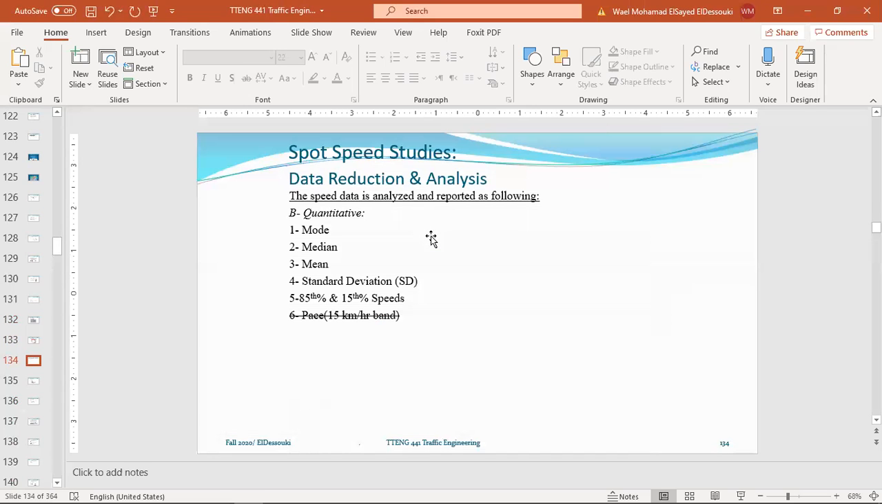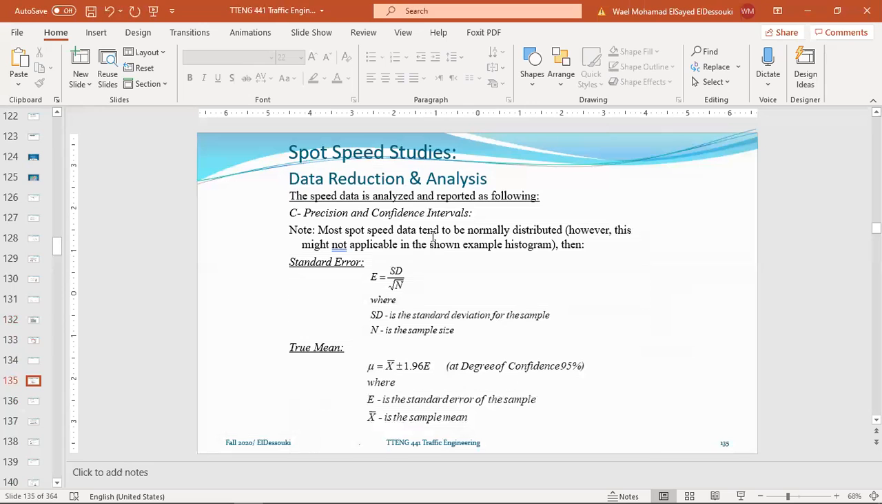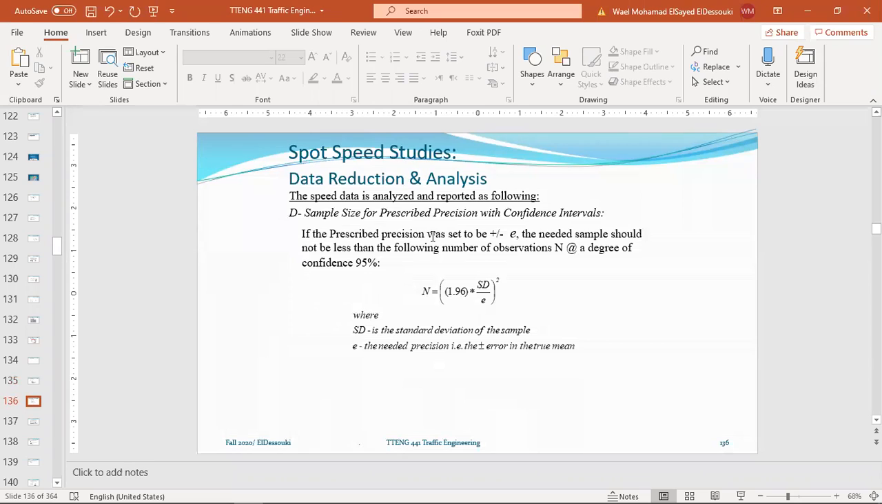Then we have the quantitative values. We have the mode, the median, the mean, the standard deviation, and the 85th percentile and 15th percentile speeds. Then we calculate the standard error and the true mean range at a degree of confidence, usually 95%. Then we can revise this, as we mentioned earlier, to estimate the sample size.